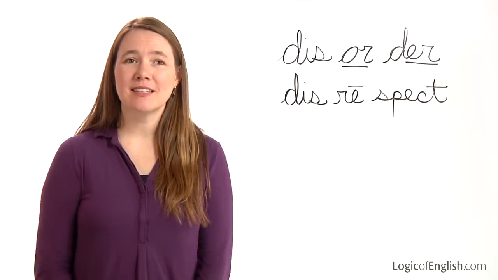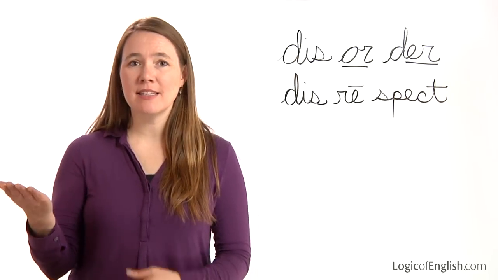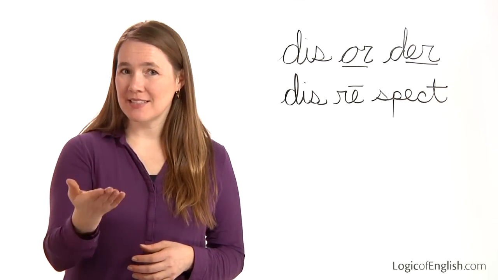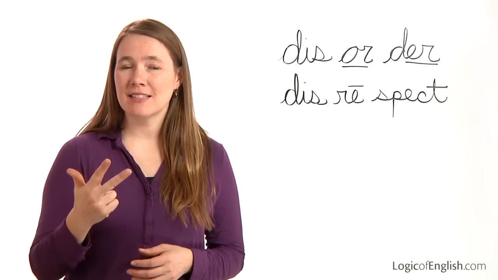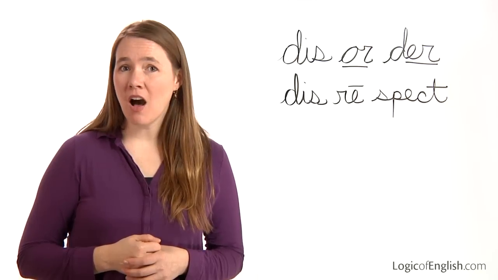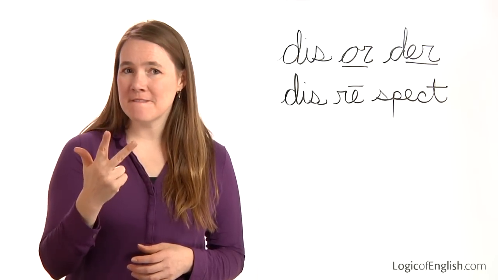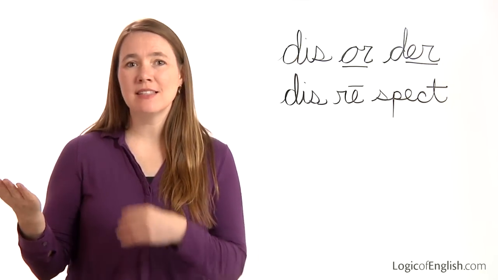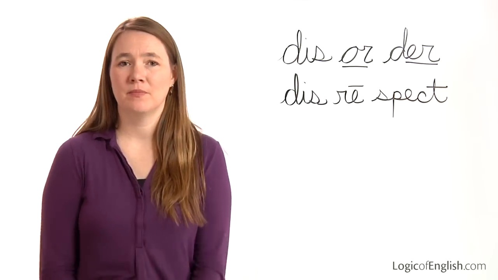The next word is discover. How many syllables in discover? 3. The first syllable is dis. D-is. The second syllable is cov. K-a-v. And the third syllable is ver. Go ahead and write discover.